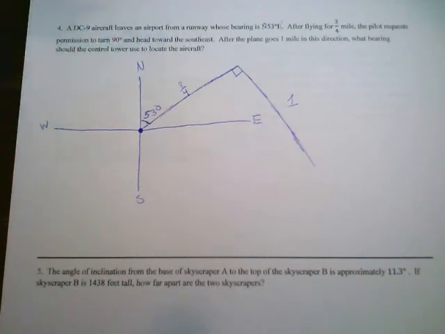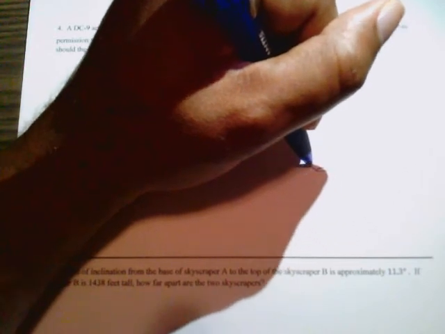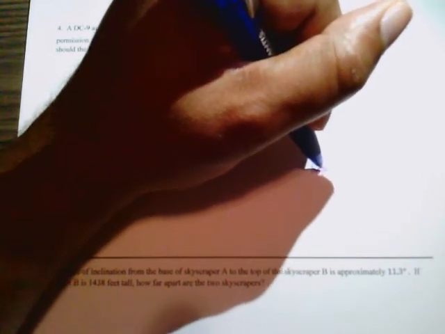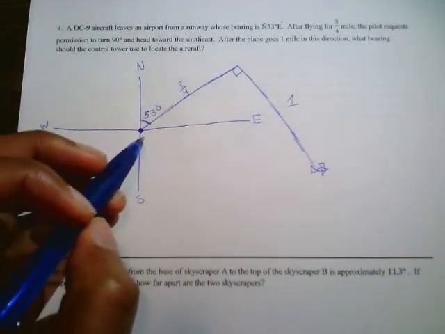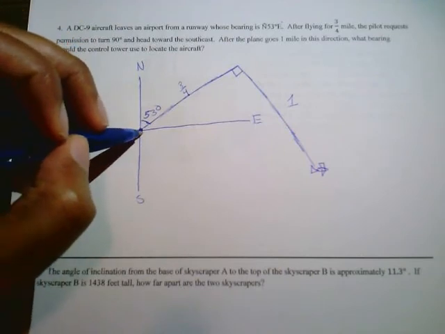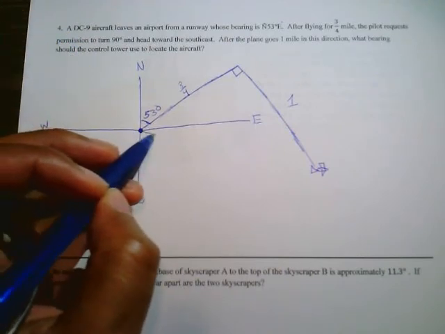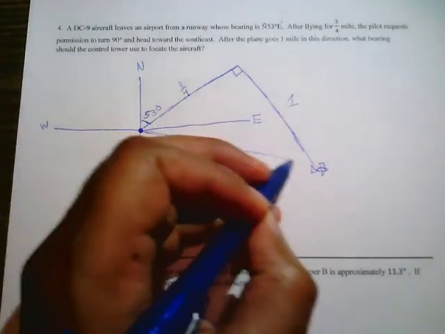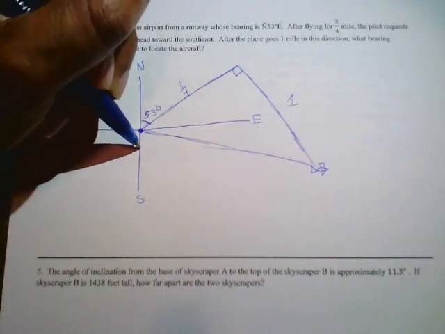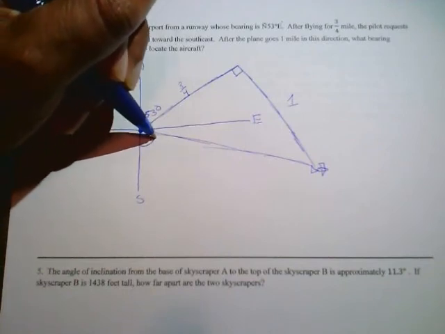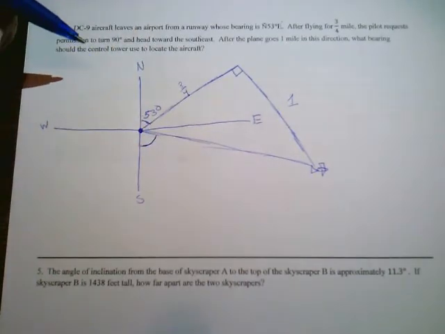And it's saying what bearing should the control tower use to locate the aircraft. So now the aircraft will be down here. Let's just draw a picture. This is my plane. So here's the aircraft. And we're trying to figure out so that the control tower is here. Let's see if I can get this straight enough. There we go. So it's going to go from the control tower. It should be a direction that's going south, some degrees, and then east. So what we're looking for is this angle measure.